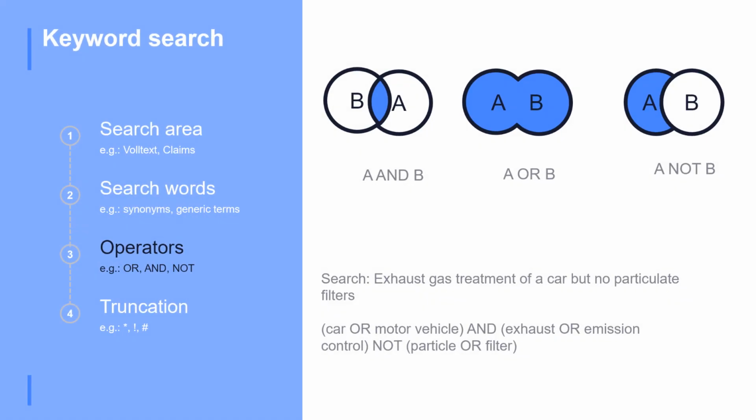Connecting them with OR, car or motor vehicle, and then you connect it with AND, that's exhaust or emission control, and what should not be found is particle or filter. So everything with a particle or filter included should be excluded from the search, from the hit list.